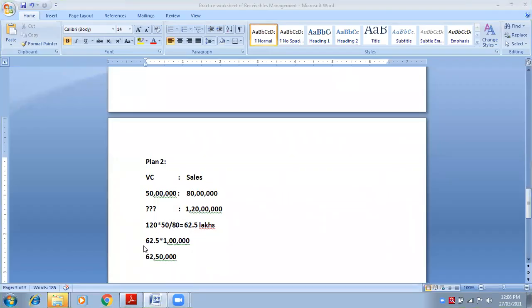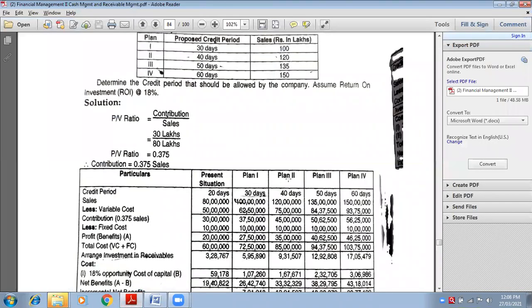See, we were here, no? Plan 2. When the sales is 1 crore 20 lakhs, what will be the variable cost? We need to find out with the help of comparison with the present situation. Sales is 80 lakhs, variable cost is 50 lakhs. So when the sales will be 1 crore 20 lakhs, what will be the variable cost? We need to again cross multiply it.